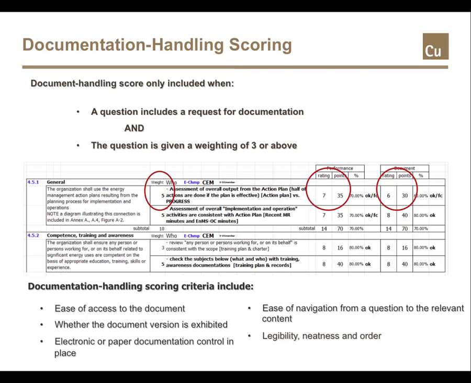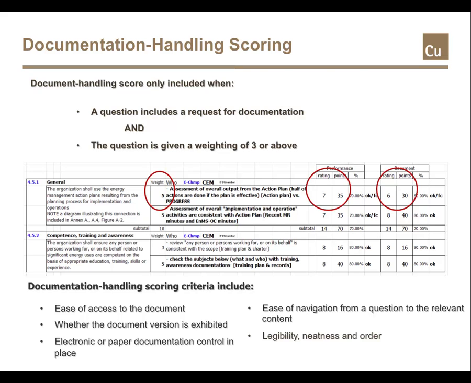Here's the second evaluation, document handling. The term document handling here refers to the systematic documentation of progress in implementing and maintaining the energy management system, and whether that documentation convinces the auditor that the challenges posed in the question have been well understood. On this slide we have a short sample from our case study 4.5, Implementation and Operation Scorecard. The question on energy management action plans has been given a weighting of 5.